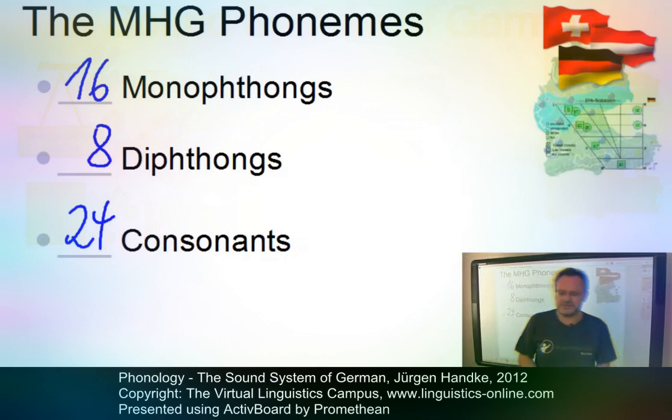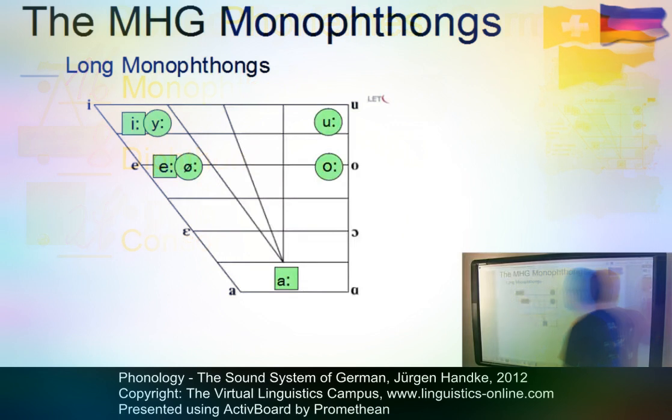The monophthongs can be subdivided into long or short, or more precisely into tense and lax. Tense vowels involve a greater muscular energy during articulation, and lax vowels involve a relatively little muscular energy during articulation. Since the tense monophthongs are generally longer than the lax ones, the colon is normally added in their transcription. Let's look at the long monophthongs first.